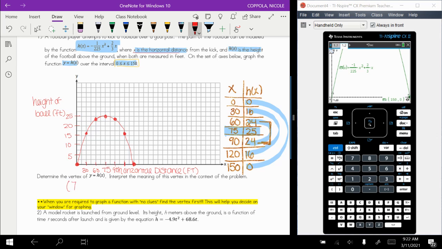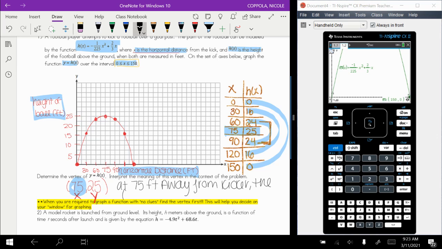Oh, I did that immediately. (75, 25). Now it says interpret the meaning in context of the problem. So you've got to be very detailed here. I've got x and I've got y. If you get into the habit of labeling things, it's helpful. So with my vertex, 75, that's my horizontal distance. So at 75 feet away is my horizontal distance from the kicker. I think it was talking about a kicker, yeah.